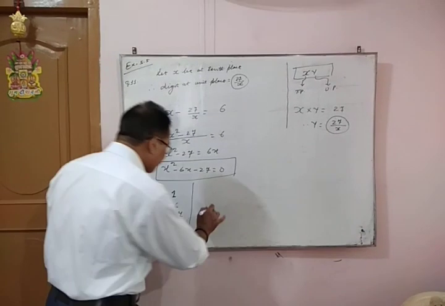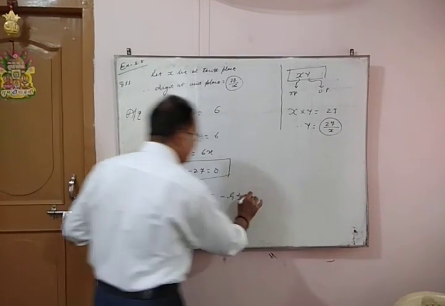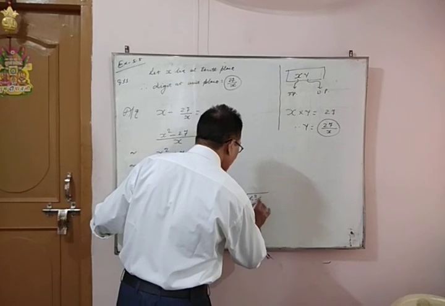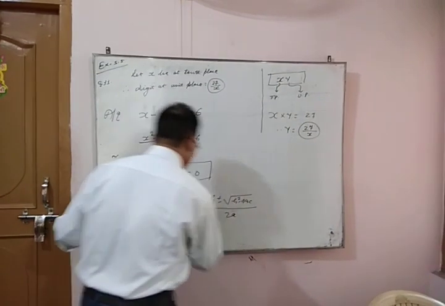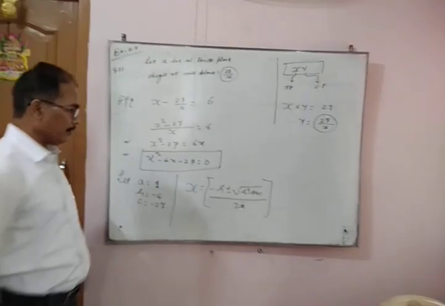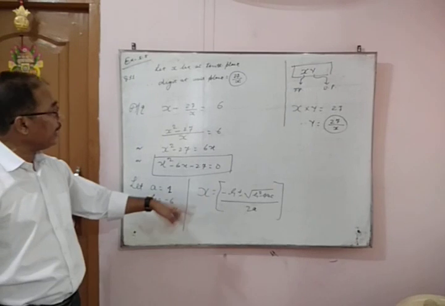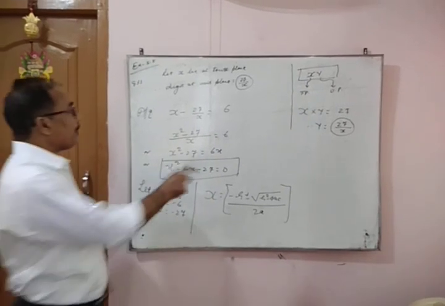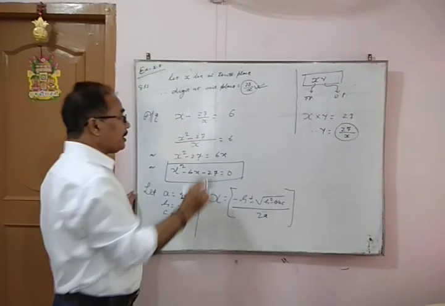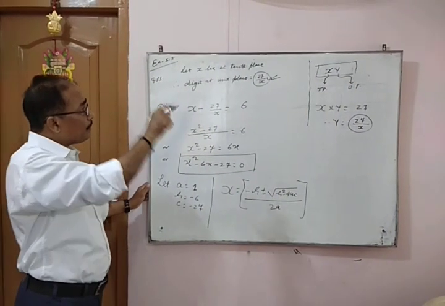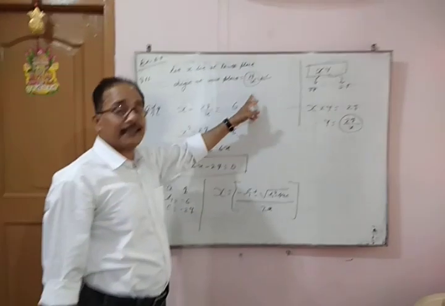Now use the quadratic equation formula: x equals minus b plus minus root under b square minus 4ac, whole divided by 2a. Substitute the values in this formula and find the solution. After getting the solution for x, you put the value of x in 27 by x, and you will get both the digits. The digit at the unit place will be the value of x, and the digit at the tens place will be the value of 27 by x.